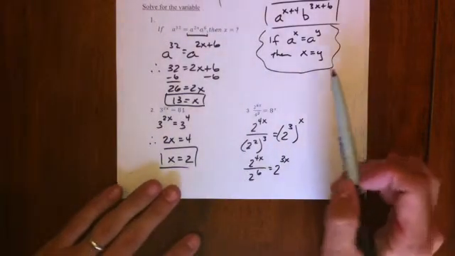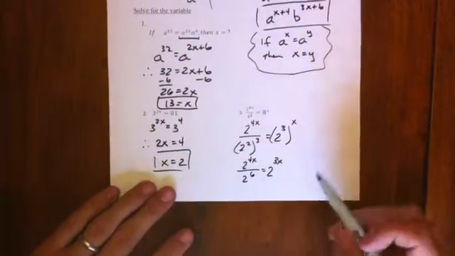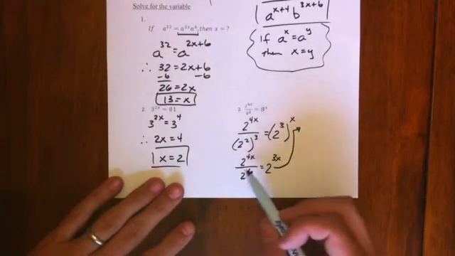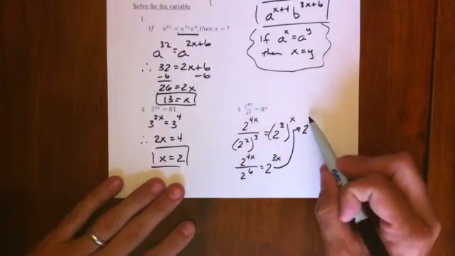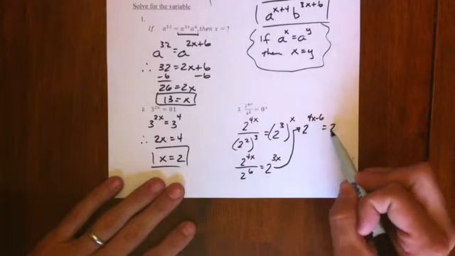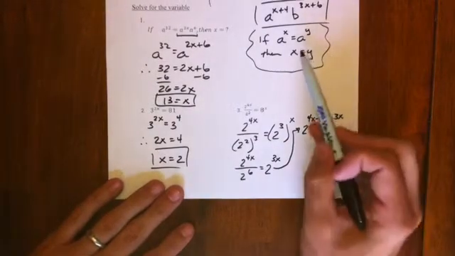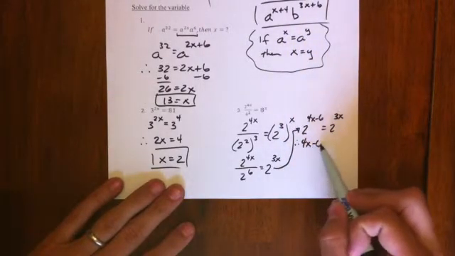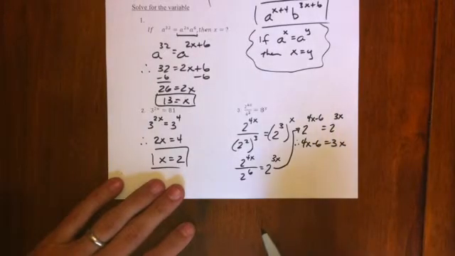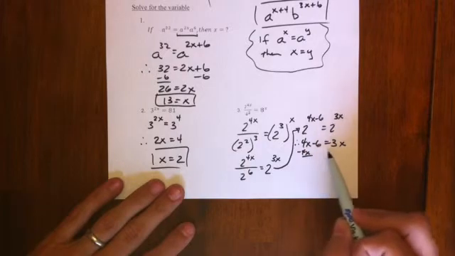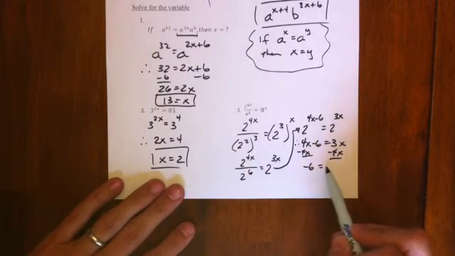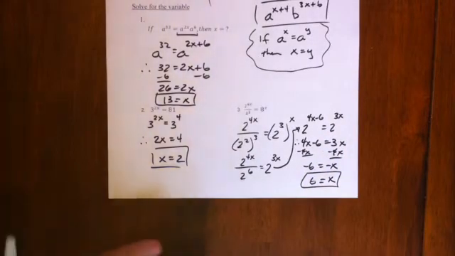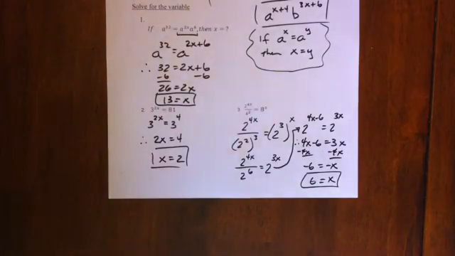Now again, I'm getting towards where I want to use this rule over here, but I can't quite yet. But on the left, I have this situation where I can subtract my exponents. So it would be 2 to the 4x minus 6 equals 2 to the 3x. Now I can use this rule. Therefore, 4x minus 6 has to equal 3x. If I subtract 3x over, I get x minus 6 equals 0, so x has to be 6. And there you go. That's how you go about solving problems that involve variable exponents.